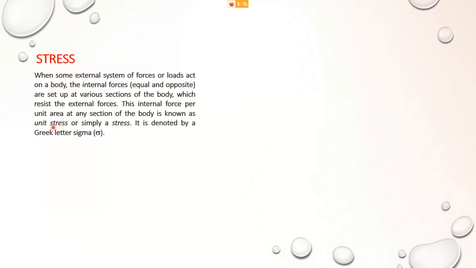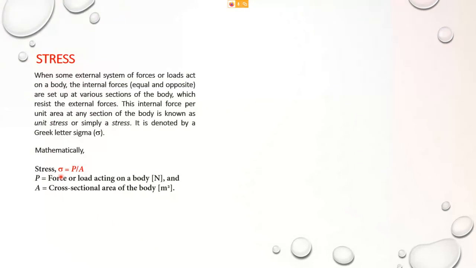Now, stress is defined as force over area. If you don't want to look into so many wordings, just remember stress, the symbol that we use is sigma, equals force over area. So mathematically, stress sigma equals P over A. P is the symbol that we use for force, not pressure here, or you can use the uppercase letter F, the big F, for force. A stands for area.